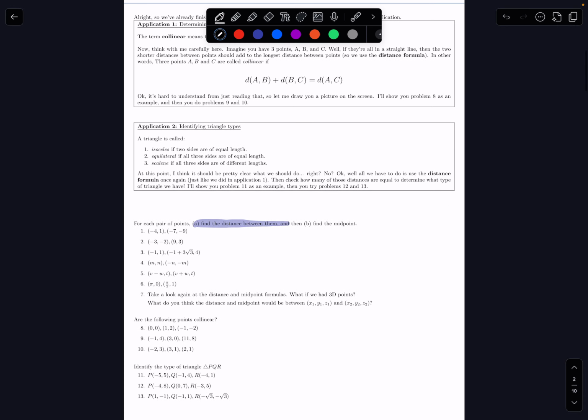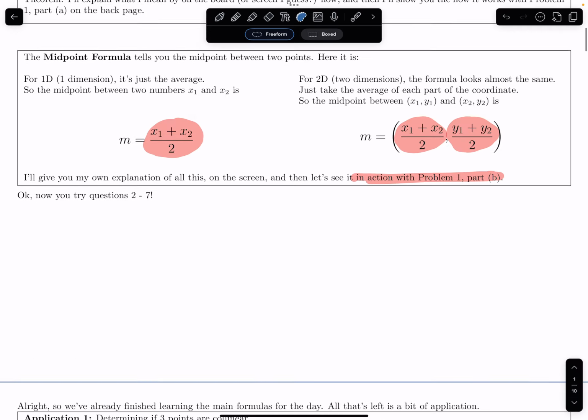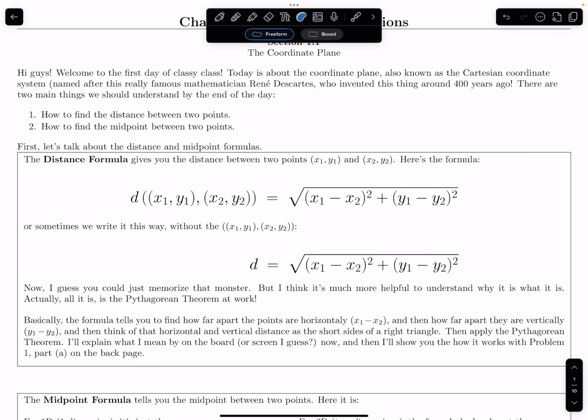Whew, okay. Almost there with this video, guys. We're almost done. Last one. Take a look again at the distance and midpoint formulas. What if we had 3D points? What do you think the distance and midpoint formula would be for x1, y1, z1, and x2, y2, z2? For this one, I'm going to do it inside of the formula boxes. Okay, so this is problem number 7 here in red.